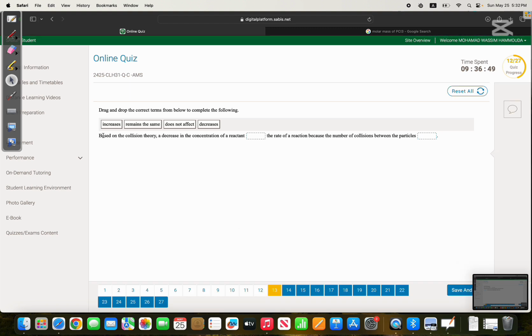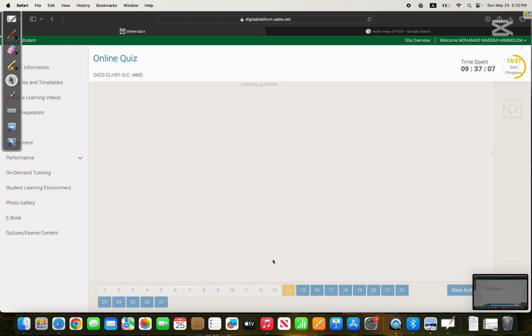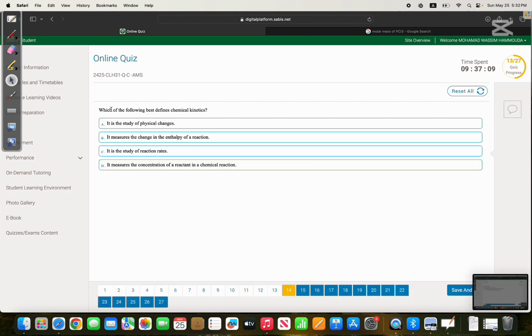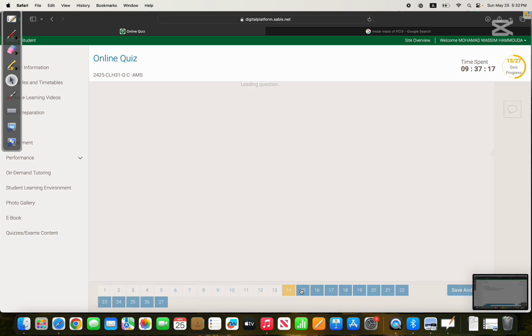Number 13. Based on the collision theory, a decrease in the concentration of a reactant decreases the rate of a reaction because the number of collisions between the particles decreases. Number 14. Which of the following best defines chemical kinetics? It is the study of reaction rates.